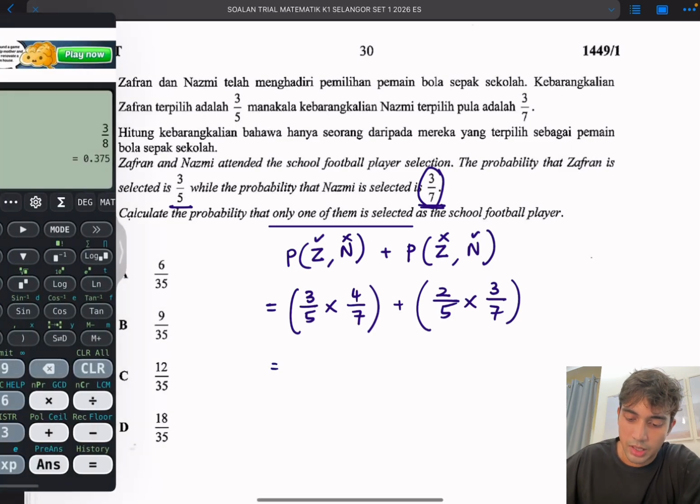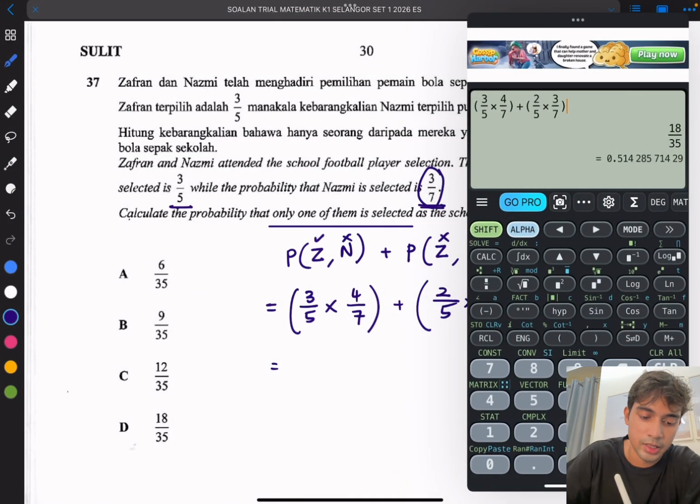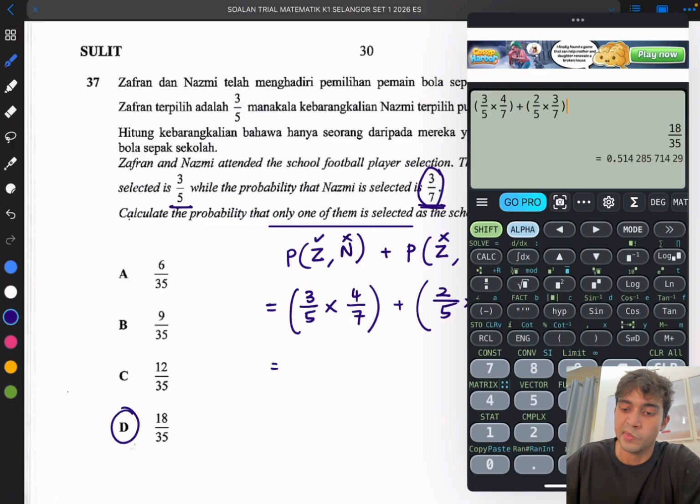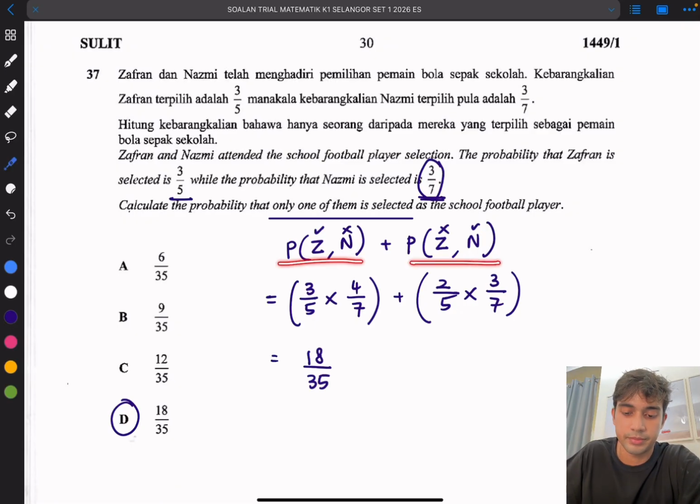So type this in your calculator. 3 over 5 times 4 over 7 plus 2 over 5 times 3 over 7. 18 over 35. D. So this is the probability of only one person getting selected, either him or him. Done.